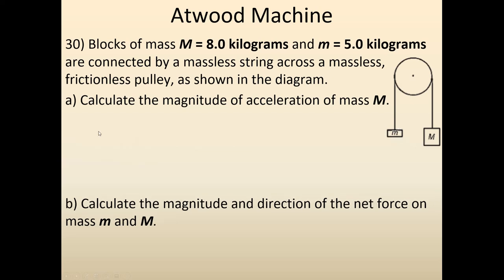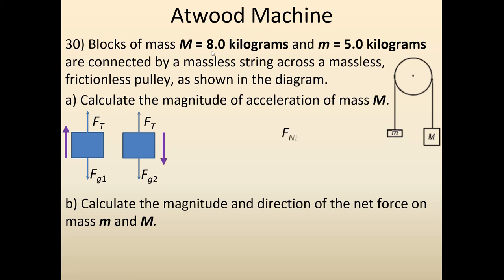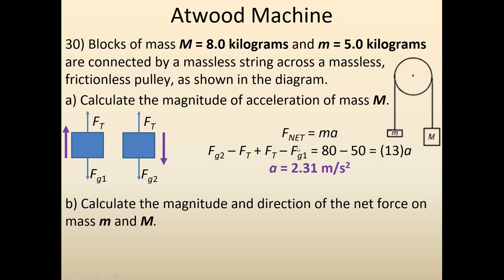Okay. So once again, I'm pretty much going through the same setup, so I'm not going to go into too much detail with this. Once again, we start off with drawing our FBDs, making sure to include the direction of acceleration. We do the same setup, F net equals ma. We're pretty much always doing F net equals ma. We again go through all the forces, and nothing really changes, just the numbers. So we end up getting this time 80 minus 50 equals 13a. So my acceleration ends up being 2.31 meters per second squared.